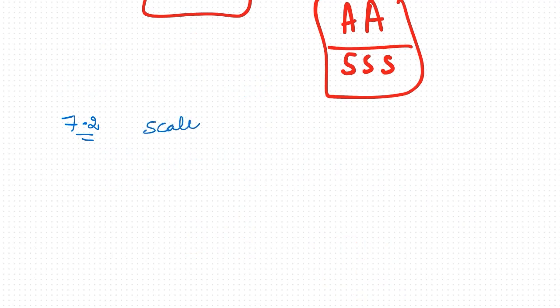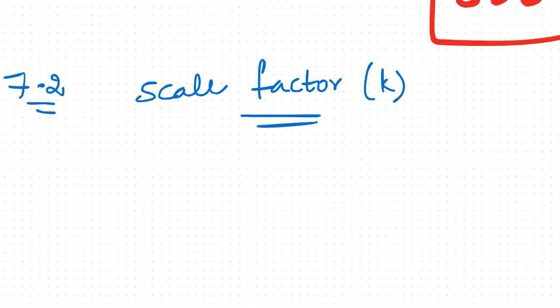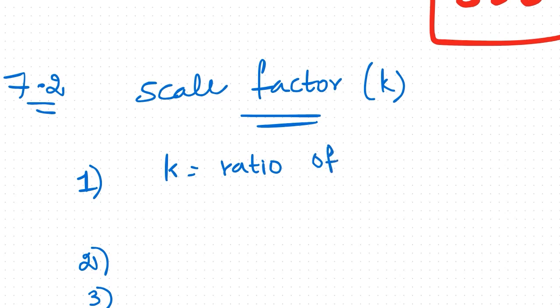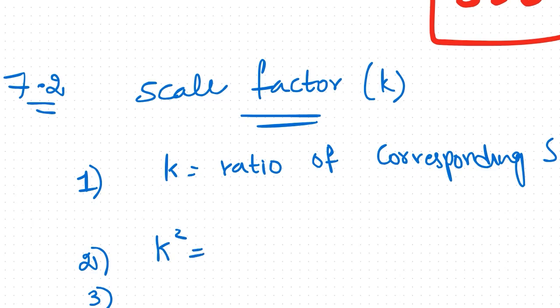Regarding the scale factor, the k value, there are three formulas for k. The first thing is k is equal to the ratio of corresponding sides. Is this taught? Probably in 7.1 or 7.2, the ones where we talked about ratio. So k is also equal to the ratio of perimeters. Do you remember?